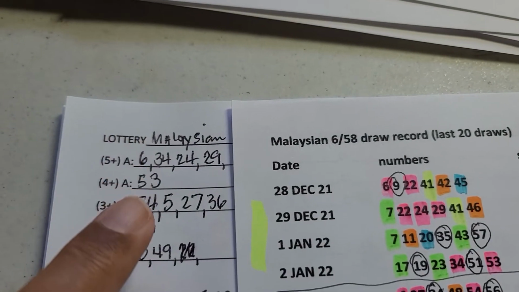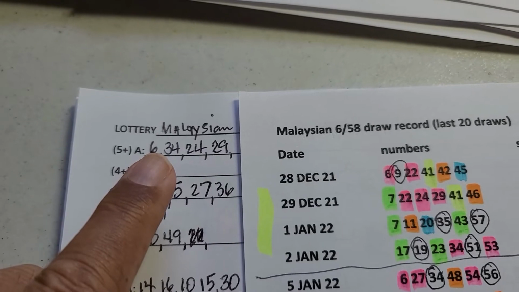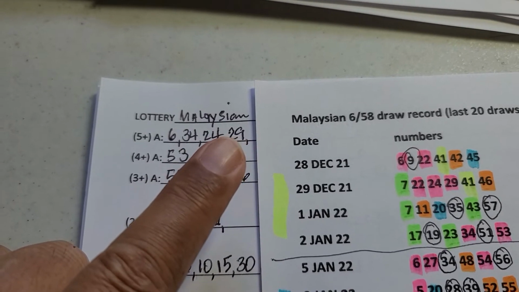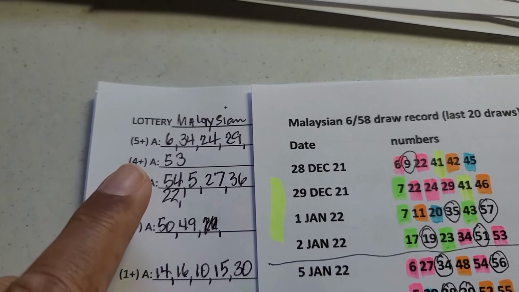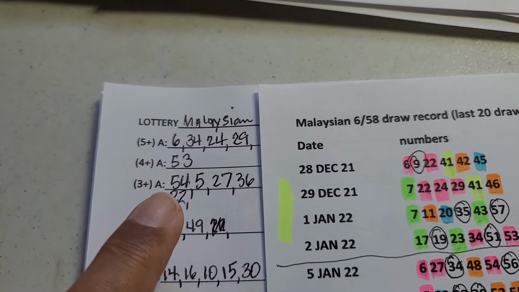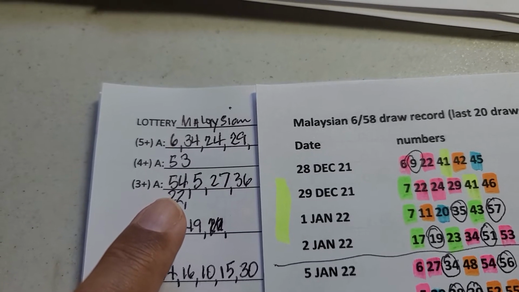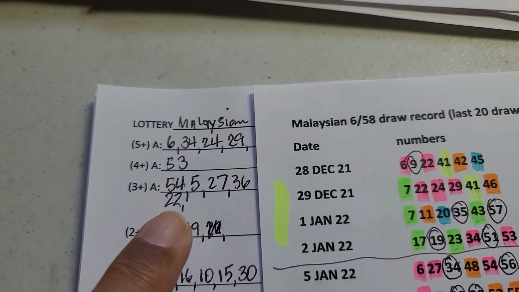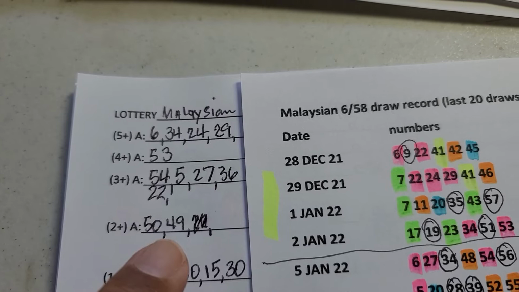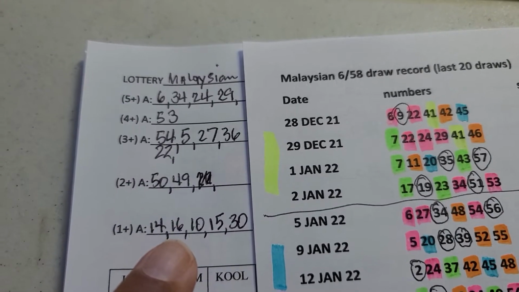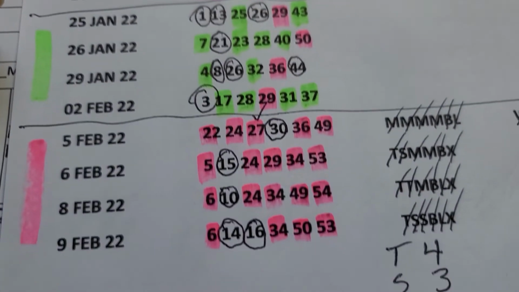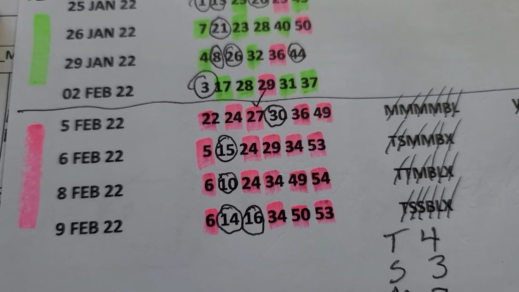And the pink numbers, the most repeated numbers for the last 4 draws, are 6, 34, 24, 29, which appeared 5 or more times. Right below that, you have the number 53 that appeared 4 times. Then you have the numbers 54, 5, 27, 36, and 22 appearing 3 times. And 50, 49 appeared twice. And these numbers 14, 16, 10, 15, and 30 appeared only once. And that's what I have represented right here.